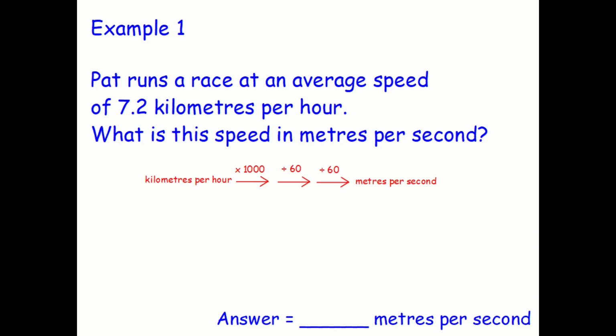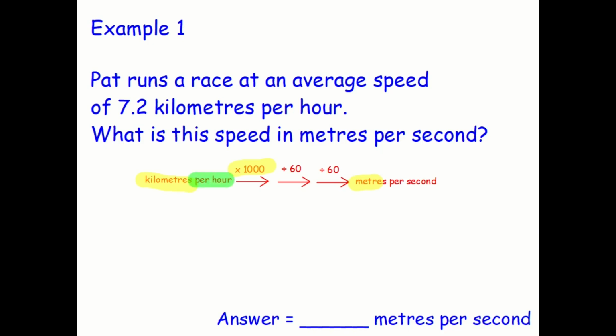So if you look at the flow diagram, you can see that it goes from kilometers per hour into meters. So if you're going from kilometers to meters, it makes sense that you're multiplying by 1,000. Let me give you an example. Say, for example, you walk 3 kilometers. Well, 3 kilometers is 3,000 meters. So I've had to multiply that by 1,000.